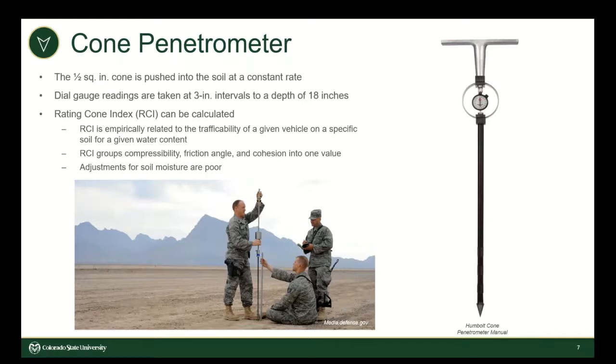The rating cone index is a single value that is empirically related to a vehicle's trafficability based on the soil type and moisture conditions in which the cone penetrometer test was run. Since the RCI is a single value, it groups several soil strength parameters into one value, making it relatively rigid to adjustments for soil moisture.